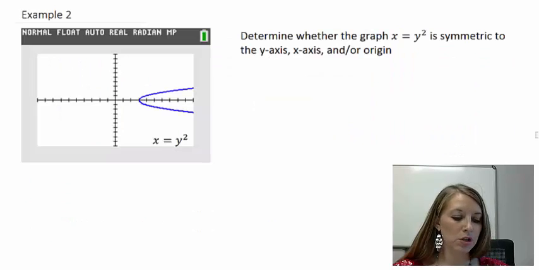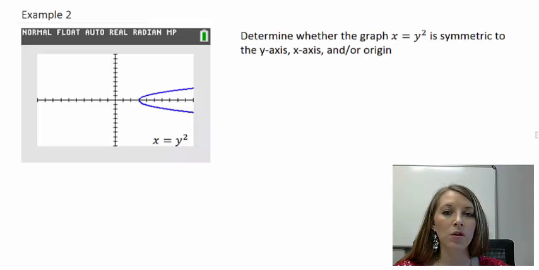So example 2 here says determine whether the graph x equals y squared is symmetric to the y-axis, x-axis, and/or origin. Now I have the graph of this one here on the left, but you actually will not be able to graph this in your calculator without a little bit of manipulation. So that's why I've given you the graph. Just note on your homework you will not have that ability unless you know how to manipulate it in the right way.